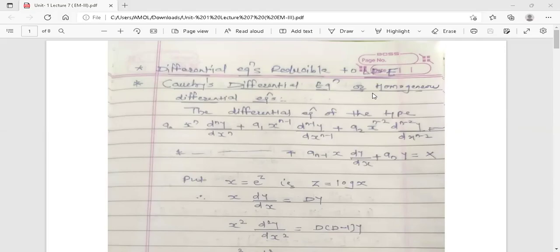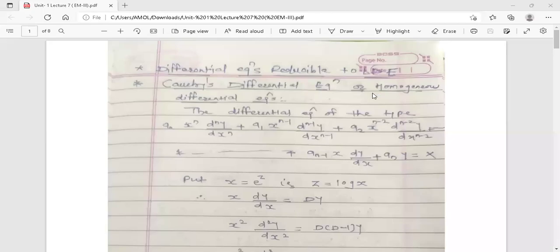The first special differential equation is Cauchy's differential equation or homogeneous differential equation. Now, what is that Cauchy's differential equation? The differential equation of the type a naught x raised to n into d^n y by dx^n plus a1 x raised to n minus 1 d^(n-1) y by dx^(n-1) plus a2 x raised to n minus 2 into d^(n-2) y by dx^(n-2) plus, also up to a_n y is equal to X.